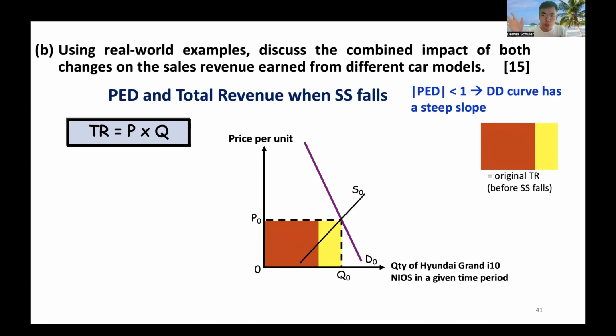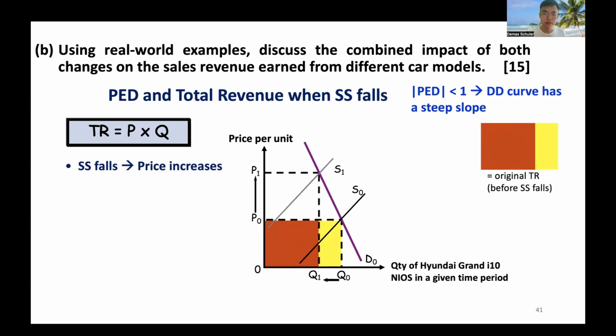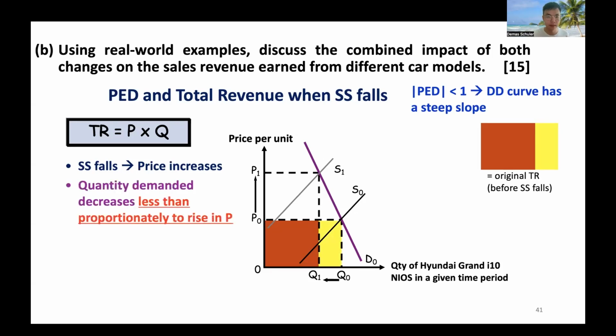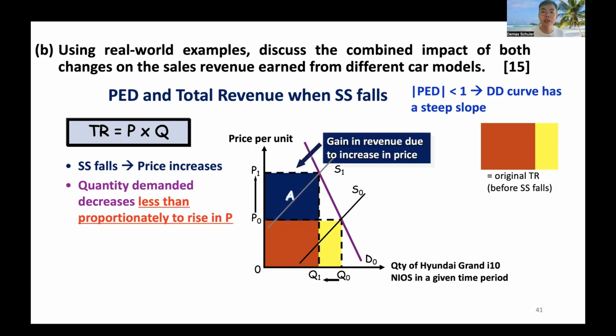So I'm using two colors and you'll understand why later. Well, so the supply falls, price increases, right, to P1, and the quantity would fall to Q1, right? So quantity demanded decreases less than proportionately to the rise in price, right? So we're going to conduct area analysis, right?